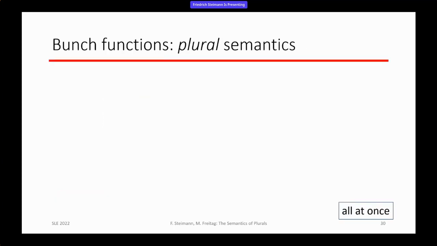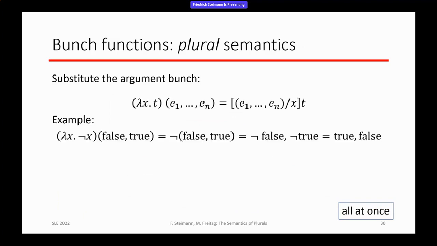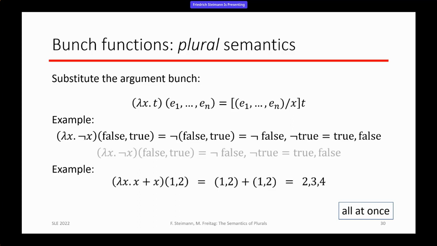So plural semantics is the variation of this in which I substitute the variable with the whole bunch. In this case, taking the negation, it doesn't really make a difference if I replace X with false and true all at once. So I'm not iterating over it. I get the same result. But when I do it for the X plus X example, I now add the bunch 1, 2 plus the bunch 2 in the body, and I get a different result. So it does matter.